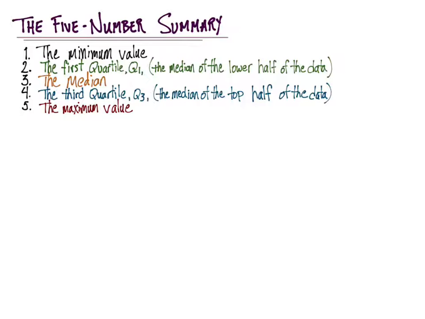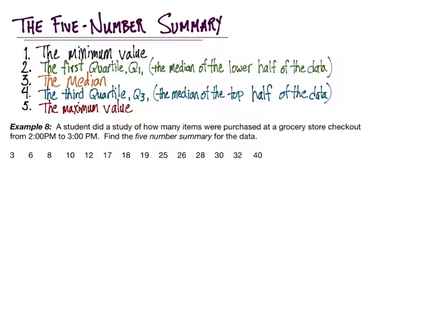And what we'll do is we'll calculate the 5-number summary on a small set of data, and then turn that into a box plot, a graphical representation of the 5-number summary. So here's a set of data. It says a student did a study of how many items were purchased at a grocery store checkout from 2 p.m. to 3 p.m. Find the 5-number summary for the data. So first thing we would need to do, since we're calculating several different types of medians, is get our data ordered, which we already have. So it goes from 3 in increasing order up to 40 there.